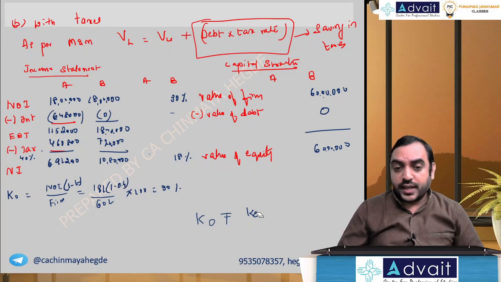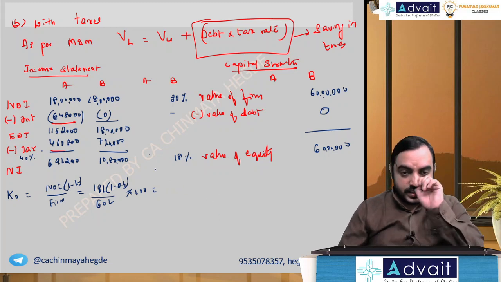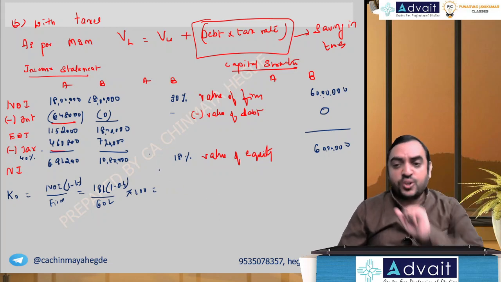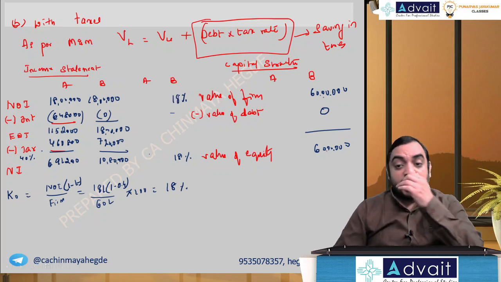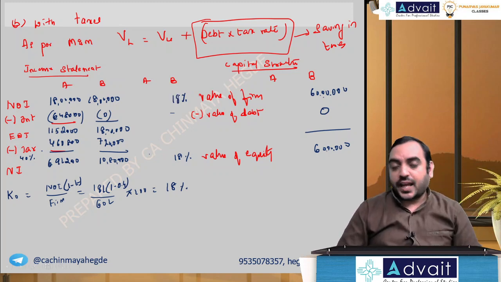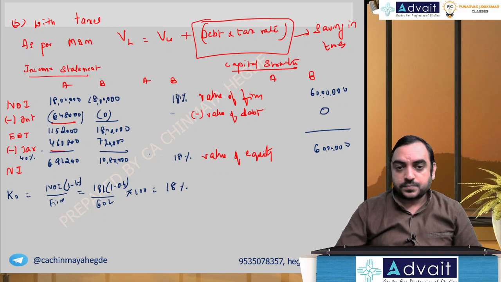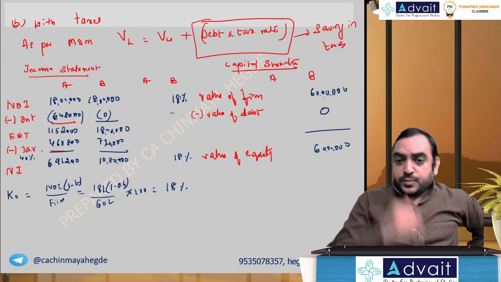Now you see what you get. Do you get 18% correctly? 18 lakh into 1 minus 0.4, 18 lakh into 0.6 by 60 lakh. I think now you get 18%. Yes, that should be the number. It should be 18%. When we write the cost, it should be after tax when we write it. Now you see both are matching. Okay.